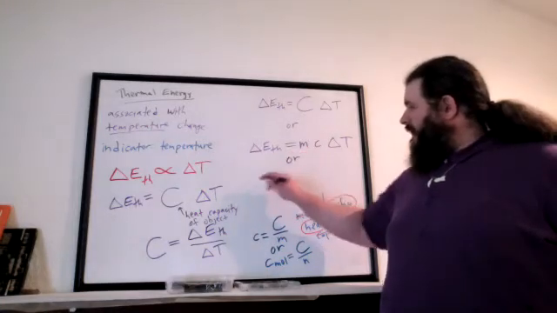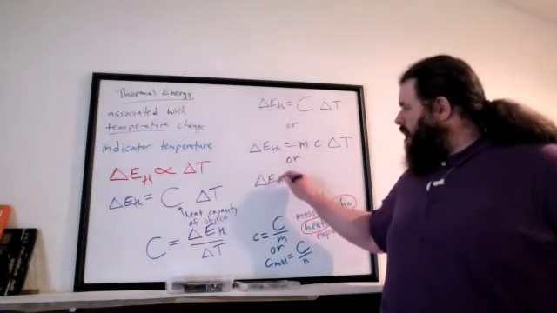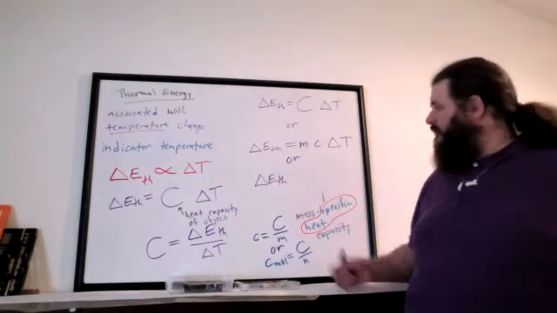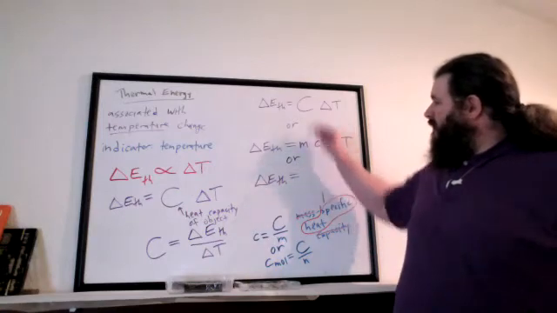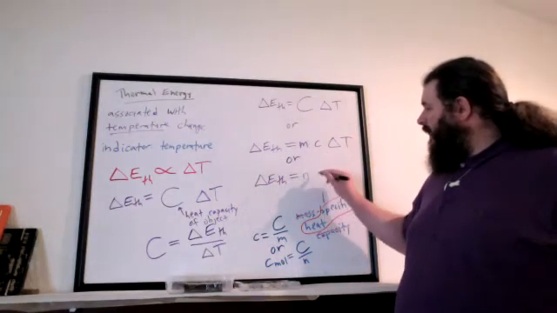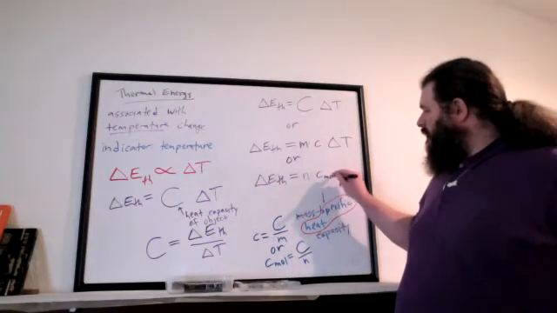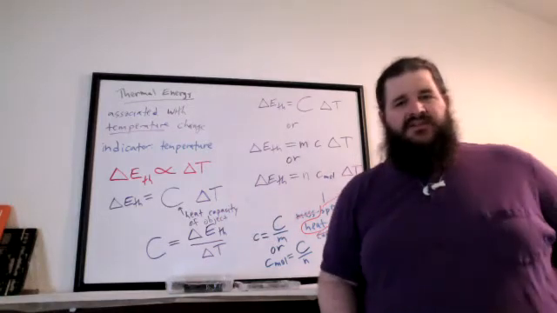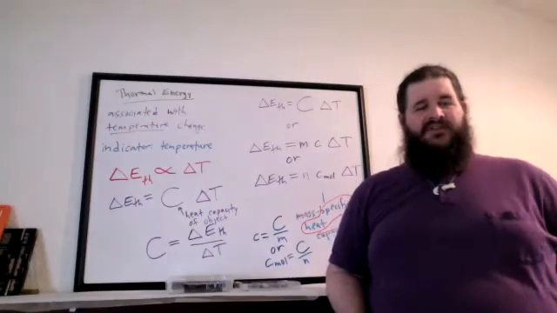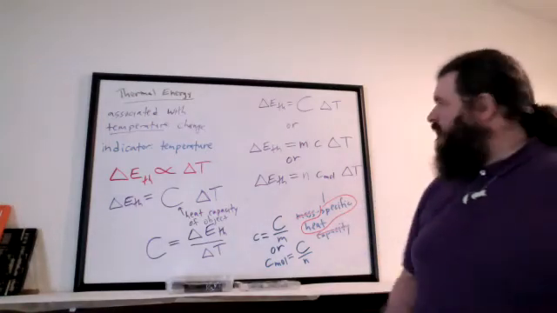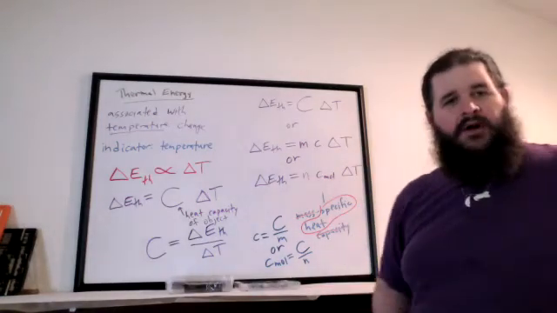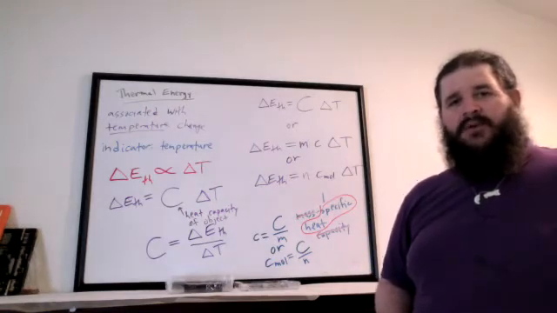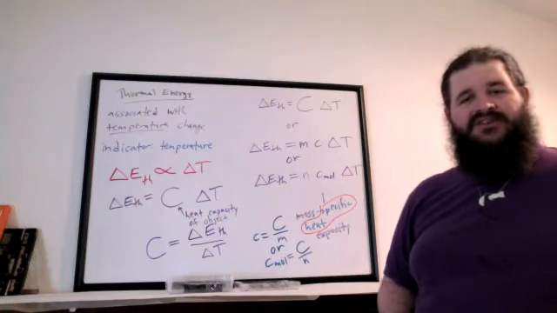Or alternatively, instead of writing it in terms of mass, you could write it in terms of number of moles. Heat capacity could be rewritten as number of moles times molar specific heat times change in temperature. Same idea, just a different way of describing how much of the substance you're dealing with. So any of these formulas is valid for thermal energy. You just want to use whichever one matches most closely the information you have and the information you're trying to find.